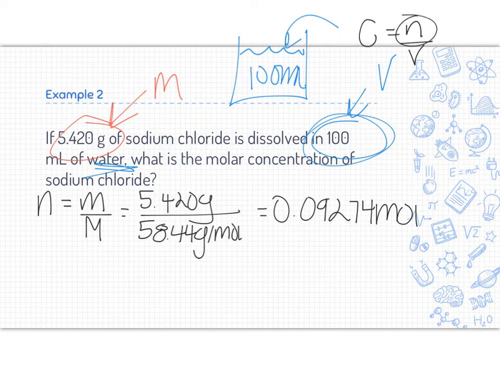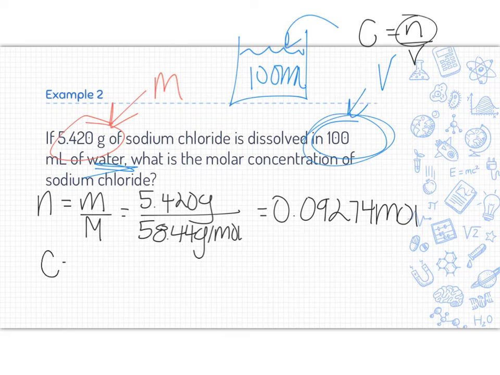Just a quick note, you should always carry some extra significant digits in your middle calculations here. So our final answer needs 3 significant digits because of this 100 milliliters. So I'm going to keep 4 at least. I don't want to write out my whole calculator every time. So use your judgment. Okay, so now that we have moles, we can go ahead and calculate our concentration.